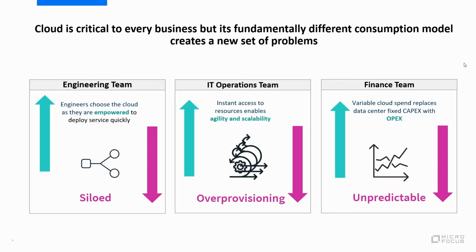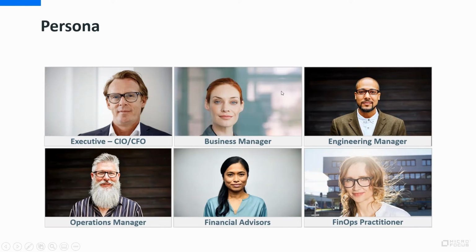So let's see some of the personas here. If you look at the whole set of personas, we are talking about the executives, CIO and CFO, the business manager, the engineering manager who takes care of the application team, the operations manager who delivers the IT services, and the financial advisor who brings in the guidelines and helps the team use the budget and the cloud in a more efficient way. And the FinOps practitioner can be the influencer or the catalyst to bring all the best practices.